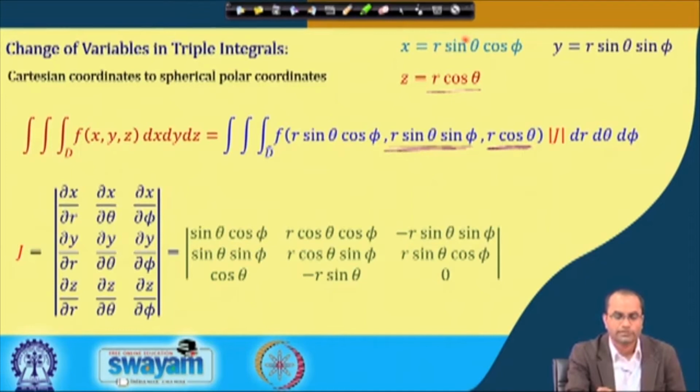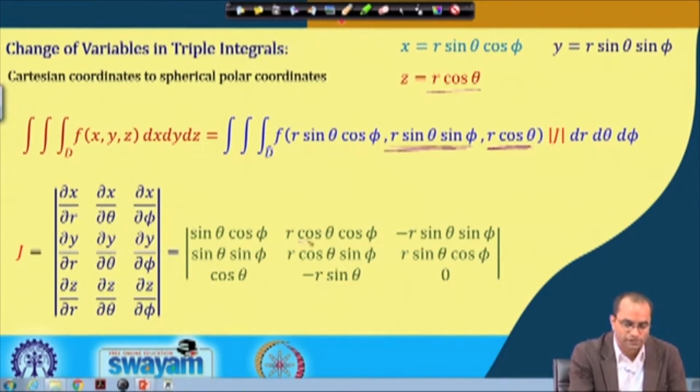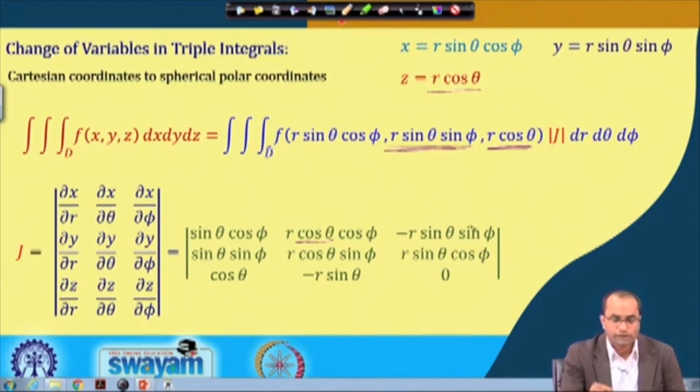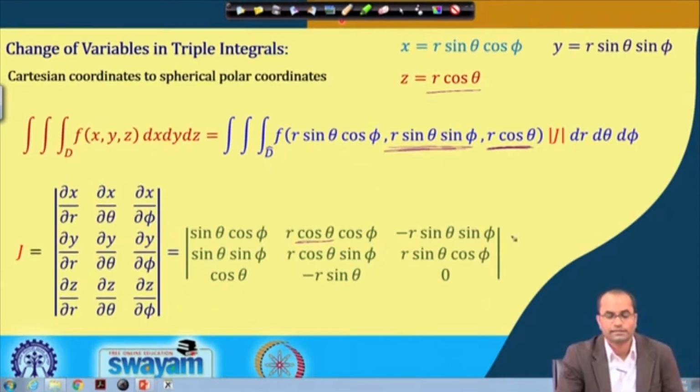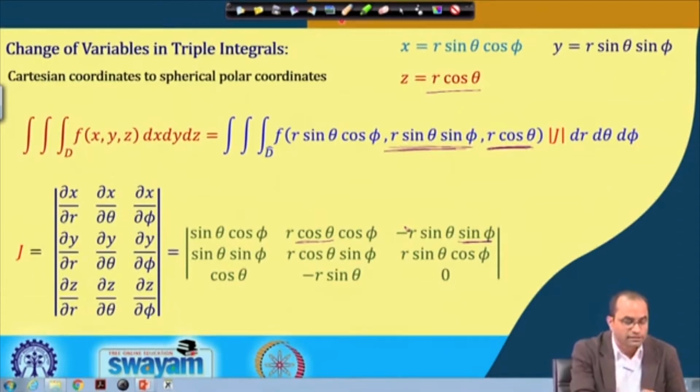and del x over del theta. So, with respect to theta, r and phi will be treated as constants. So, this sin theta will become cos theta, that is the only change. Then we have del x over del phi. So, x was r sin theta cos phi. So, this cos phi will become sin phi with a minus sign, because the derivative of cos phi is minus sin phi. Similarly, we can now compute the other derivatives.